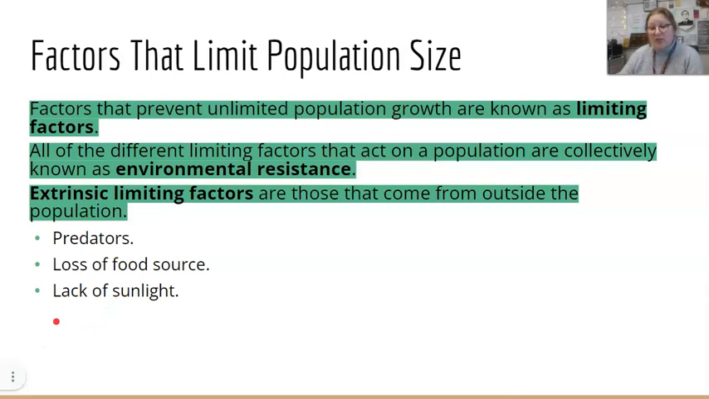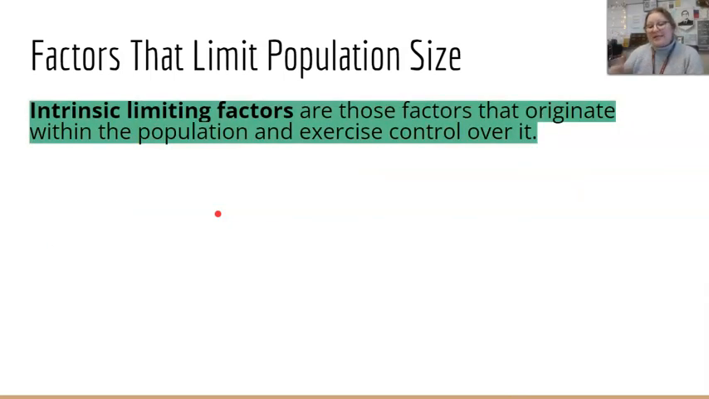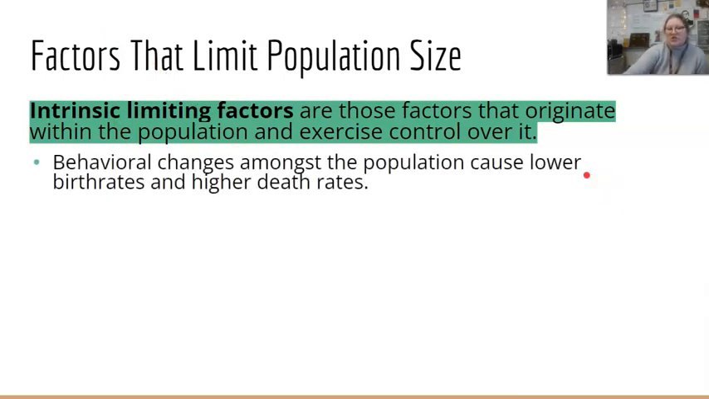It could be lack of sunlight. We could be talking about plant life, but living creatures also need some light. And then it could be accidents of nature. A wildfire that goes through an old growth forest is an extrinsic limiting factor because it came from outside of the population, but it still is going to limit that population. If it's not extrinsic, it's going to be intrinsic. Intrinsic limiting factors are those factors that originate within the population and exercise control over it. Examples could be behavioral changes amongst the population that can cause lower birth rates and higher death rates.